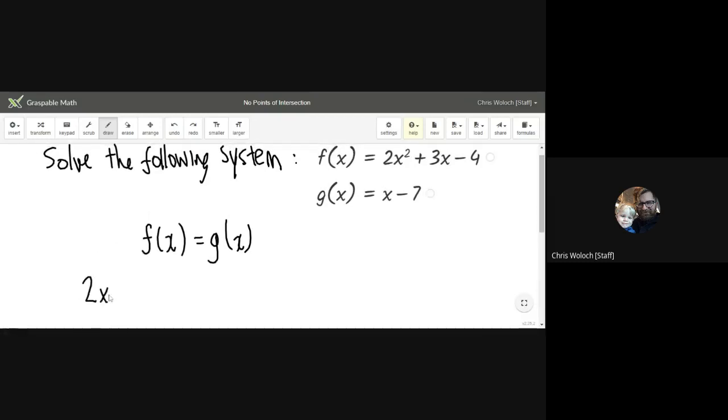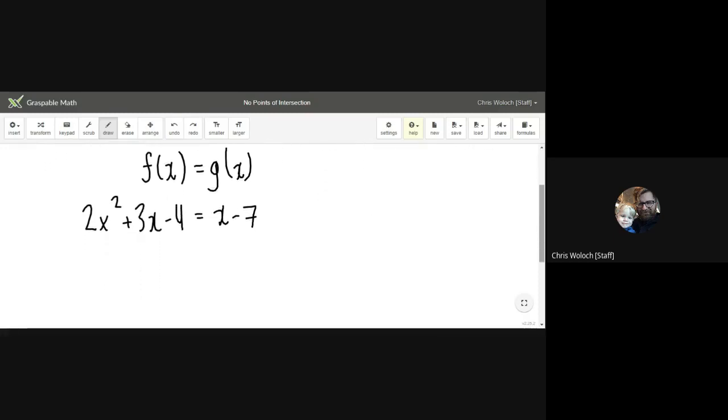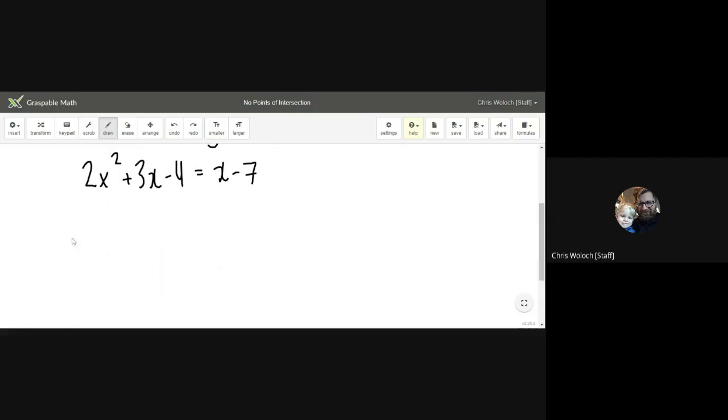So we're going to have 2x squared plus 3x minus 4 equals x minus 7. And then now we're going to do the same thing. We are going to move the variables on the g of x side to the f of x side, collect like terms, and then solve. Okay, so I'm going to have 2x squared plus 3x.